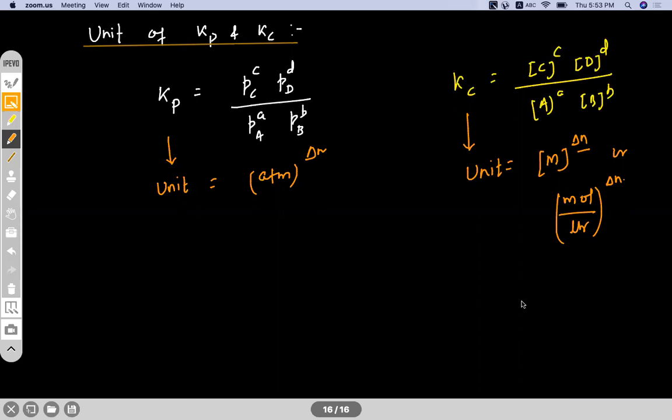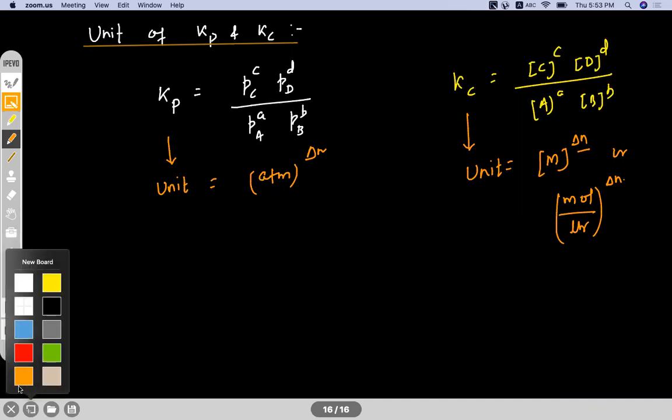Yes, correct. So its unit is dynamic, it's changing with the reaction condition, right? Or the reaction stoichiometric coefficient. So let's finish this also, characteristics, and then we can have the numerical problems on this.